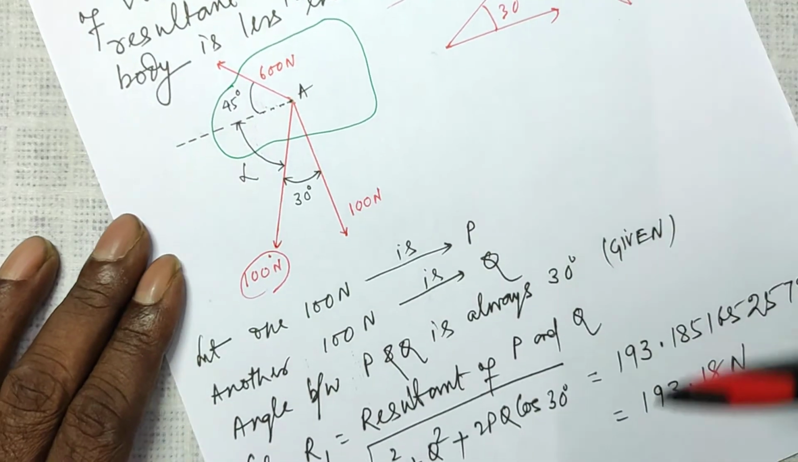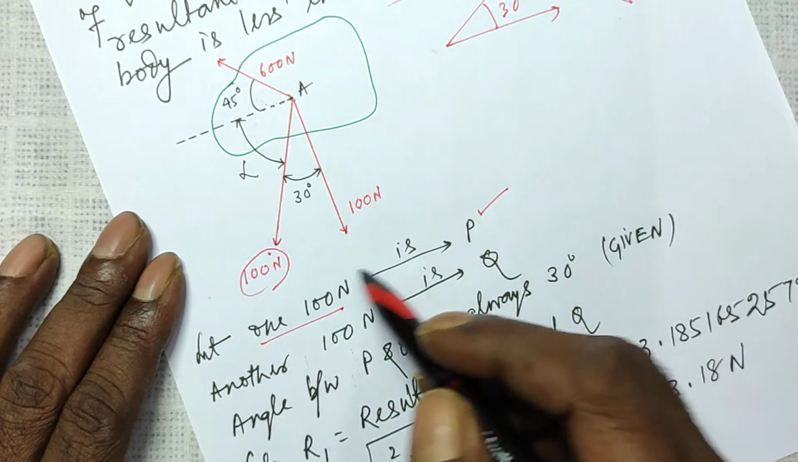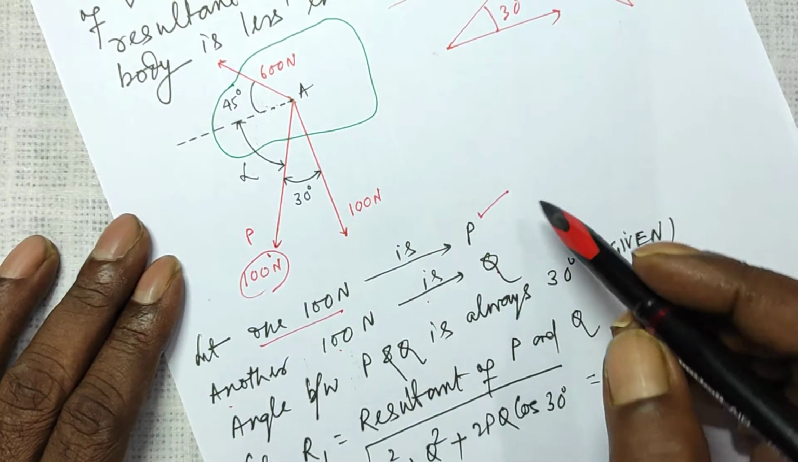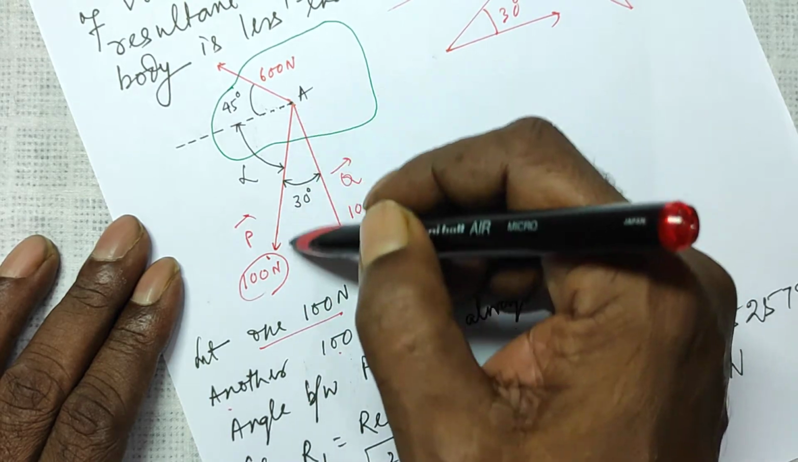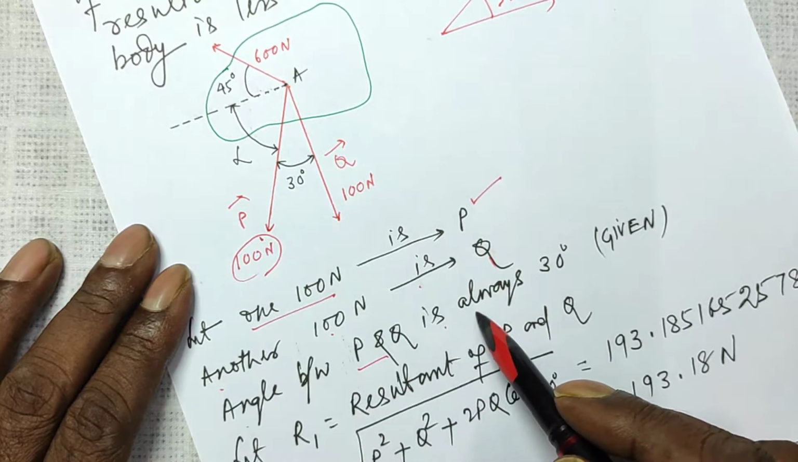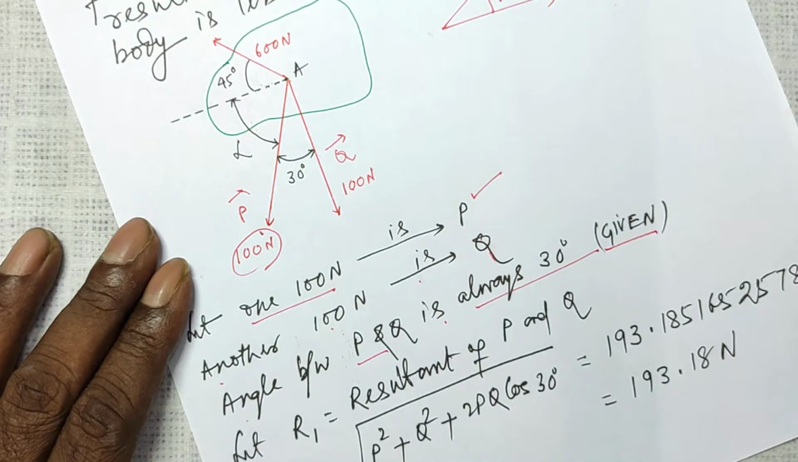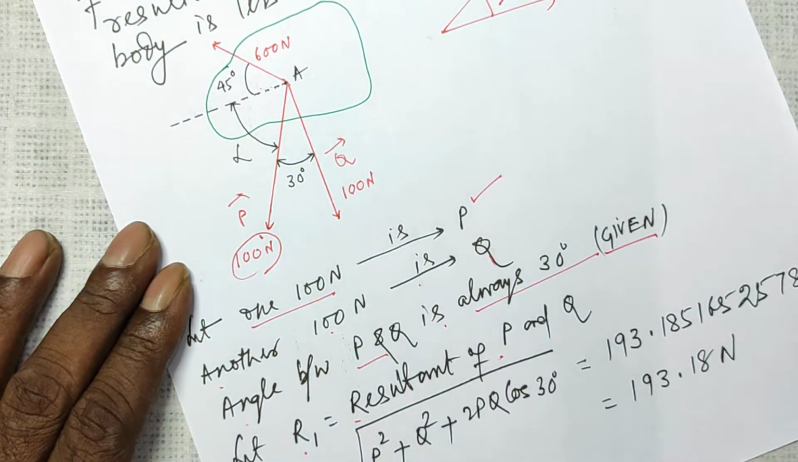Now, let us assume one force. Let 100 Newton be represented as P. Another 100 Newton is represented as Q. And the angle between P and Q is always 30 degree. That is given in the statement. Let R1 be the resultant of these 200 Newton forces, for whatever their position.